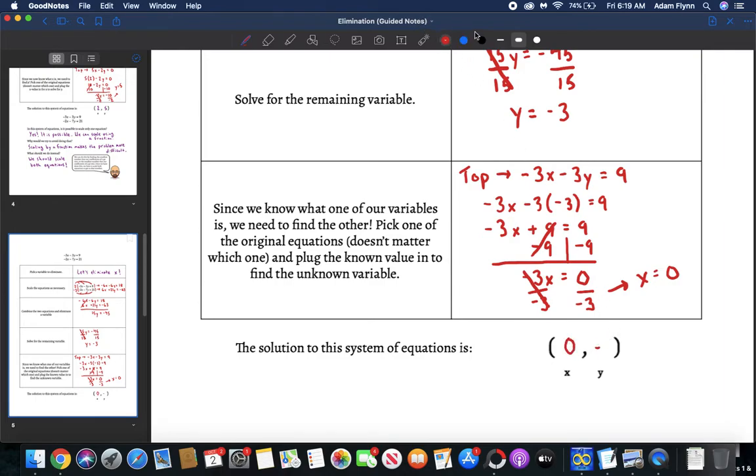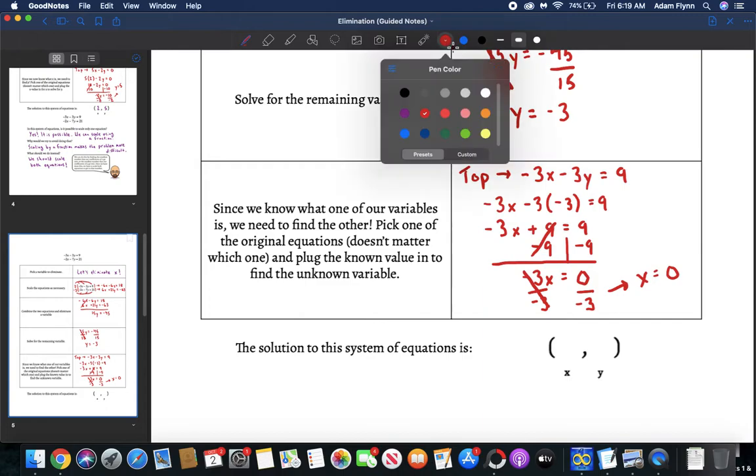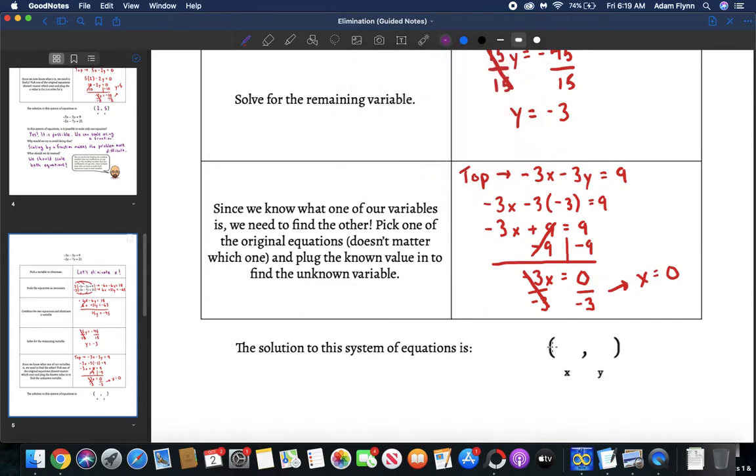Let me switch the color. Let me do that in purple just to be consistent. Here we go. It's going to be 0, negative 3.